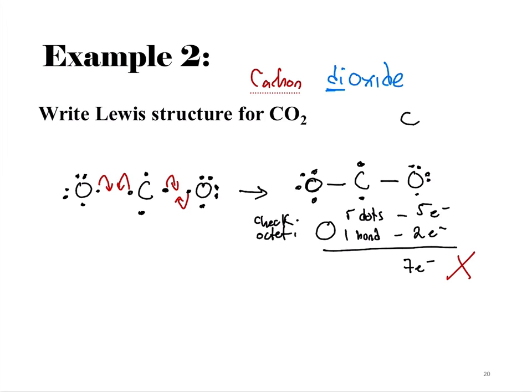So for carbon, how many dots are around carbon? Yep, 2 dots. We have 1, 2. And that's how many electrons? 2 electrons. And how many bonds are attached to carbon? 2 bonds, which is how many electrons? 4 electrons. So how many electrons do we have around carbon? 6 electrons, right? So this also doesn't satisfy the octet rule.